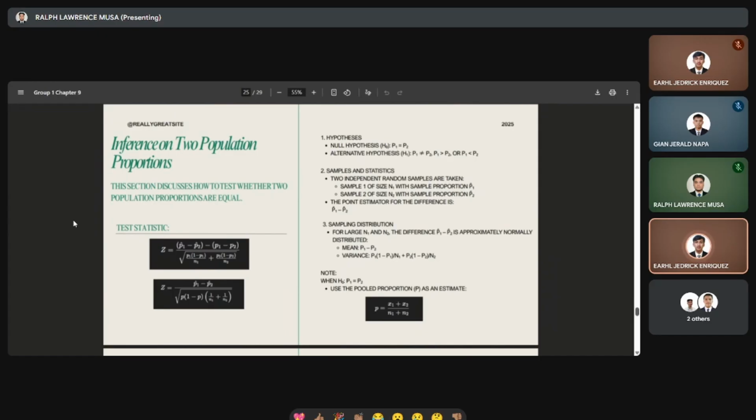The null hypothesis assumes that p sub 1 and p sub 2 are equal. We use the pooled proportion p is equal to x sub 1 plus x sub 2 over n sub 1 plus n sub 2. The test statistic is then computed as z is equal to p sub 1 minus p sub 2 over the square root of p times the quantity 1 minus p times the quantity 1 over n sub 1 plus 1 over n sub 2.